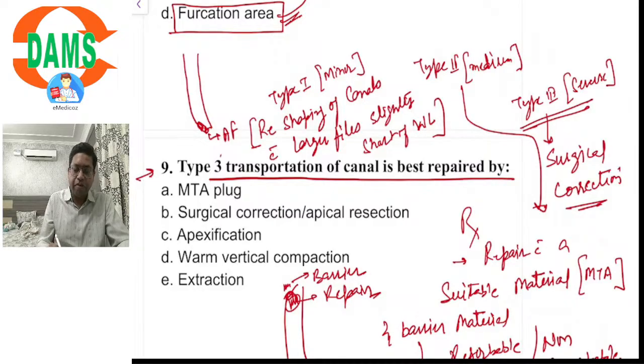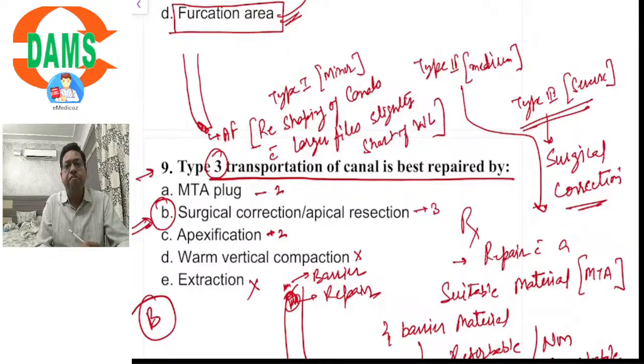The question is asking about type 3. Option A is MTA plug. This is for type 2. Surgical correction and apical resection. This is for type 3. Apexification can be for type 2. Placement of a repair material. Warm vertical compaction is not. Extraction is not. So what would be the answer? Answer would be option B. So I have principally told you all the three types of apical transportations and their respective treatments.